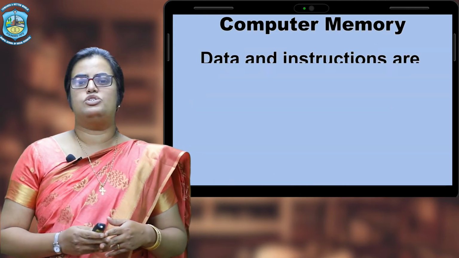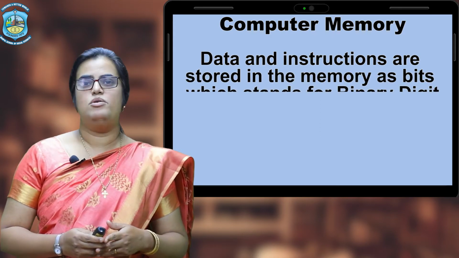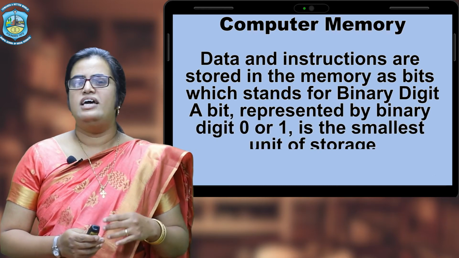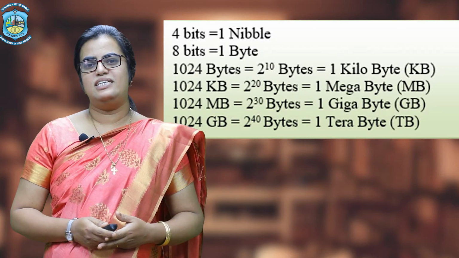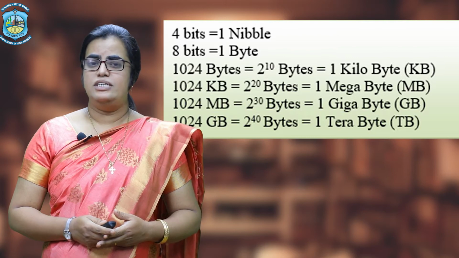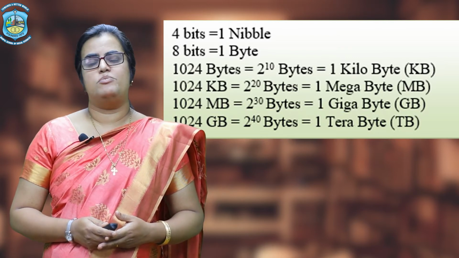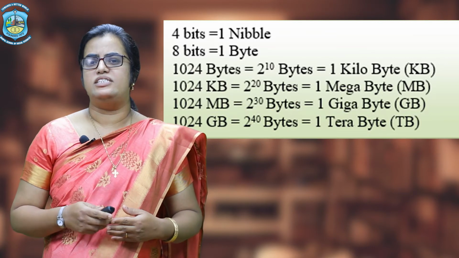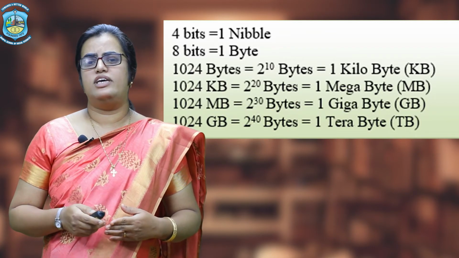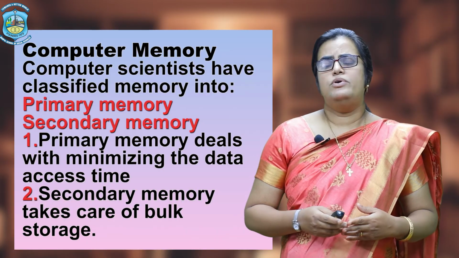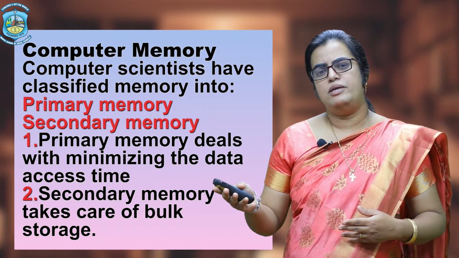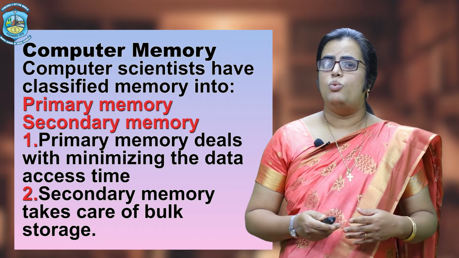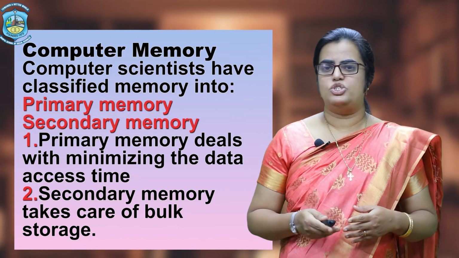The data and instructions are stored in memory as bits, which stand for binary digit. A bit, which is represented by a binary digit of 0 or 1, is the smallest unit of storage. Basically, 4 bits make a nibble, 8 bits make a byte, 1024 bytes make up a kilobyte, 1024 kilobytes make up a megabyte, 1024 megabytes make up a gigabyte, and 1024 gigabytes make up a terabyte. The computer scientists have classified memory into primary memory and secondary memory. Primary memory deals with minimizing the data access time, whereas the secondary memory takes care of the bulk storage.